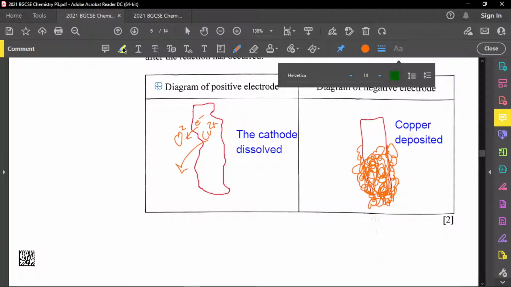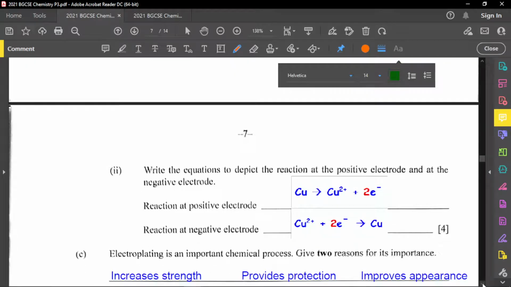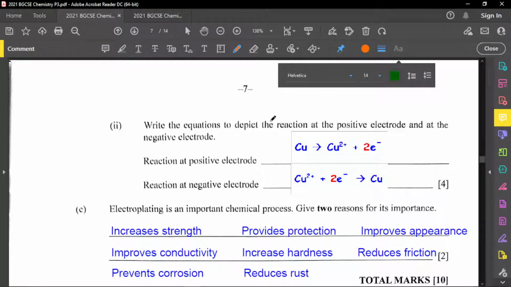All right, let's go to the next question. The next part says: write the equation to depict the reaction at the positive electrode and at the negative electrode. Remember, the reaction at the positive electrode is that the copper electrode, which is solid, will lose electrons by giving up electrons to the negative ions, and it will also produce Cu2+ ions.